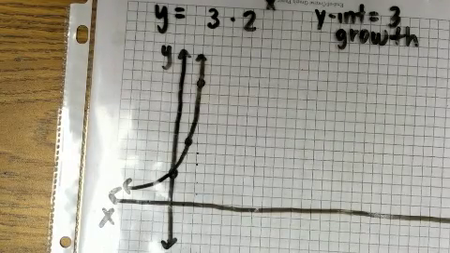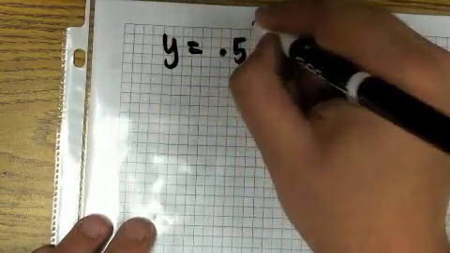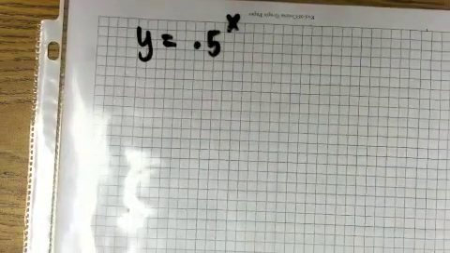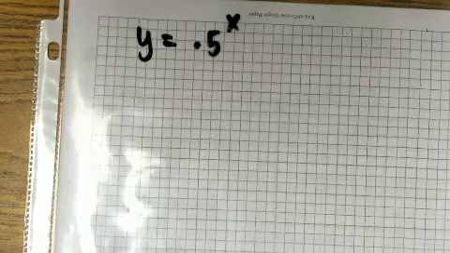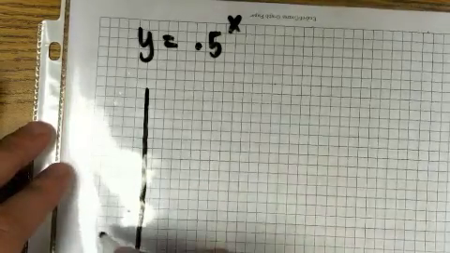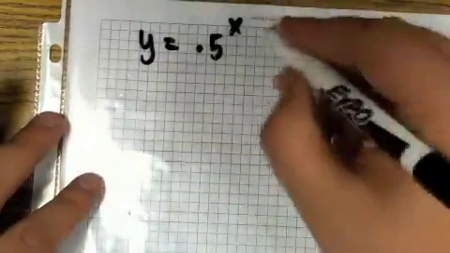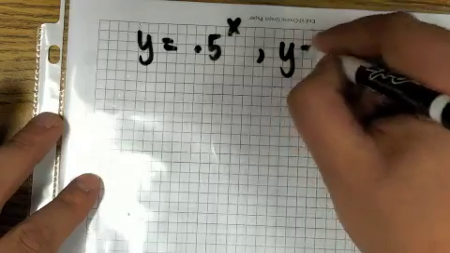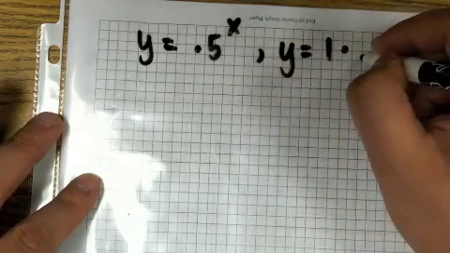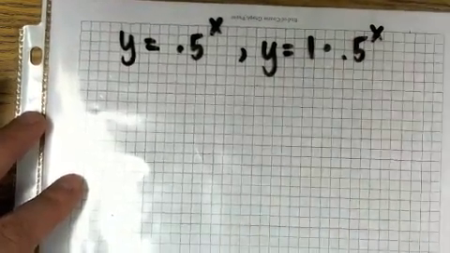Okay, let's do another one. y equals 0.5 raised to the x. Okay. So first of all, can you even see the y-intercept of this thing? Okay, the answer is no. So I'm going to rewrite this so that I have it. So this is going to be y equals 1 times 0.5 raised to the x. Because remember, it's a times b raised to the x.